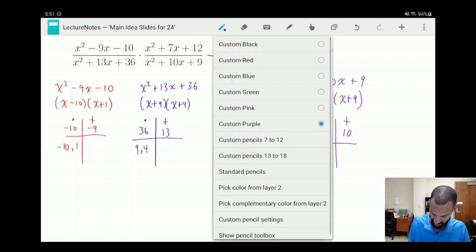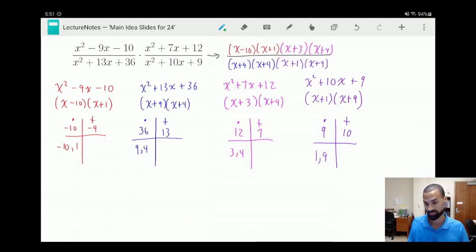Okay, now let's see what cancels out. Remember, for them to divide out, you have to have something on top and bottom that match, right? So in other words, this x plus 1 over x plus 1, those will divide out. This x plus 4 over x plus 4 will divide out. These x plus 9s do not divide out, because they're both on the bottom, so they're not going to cancel.